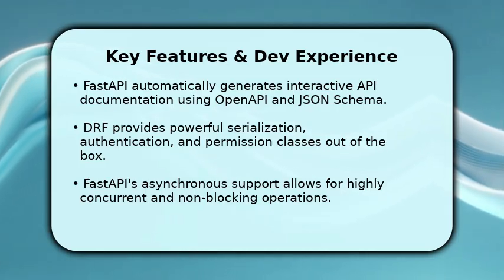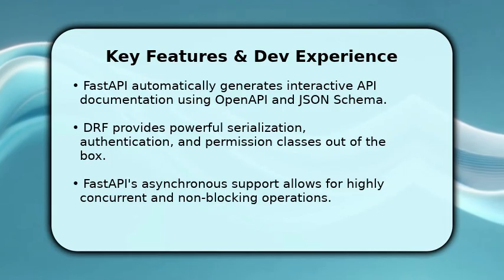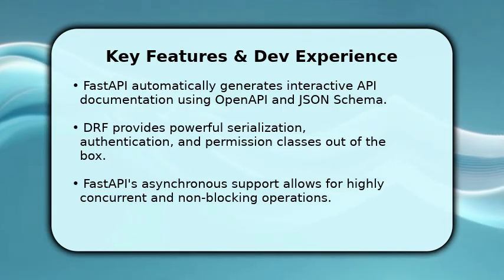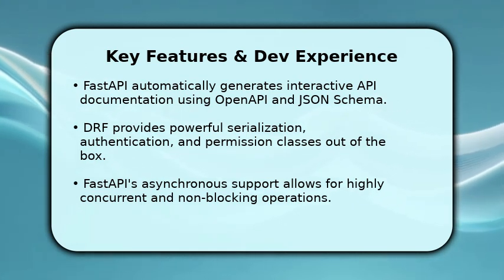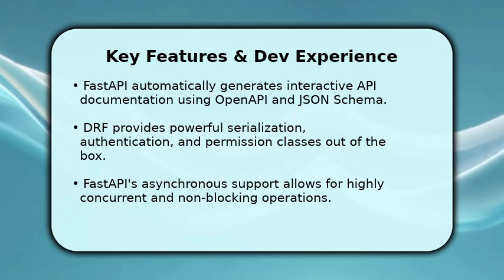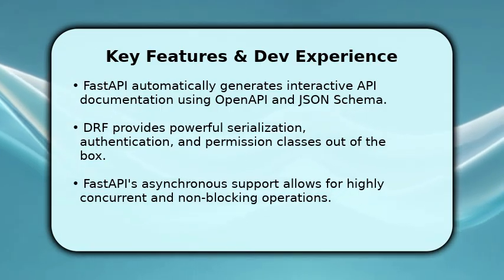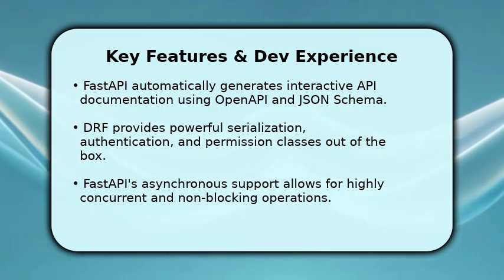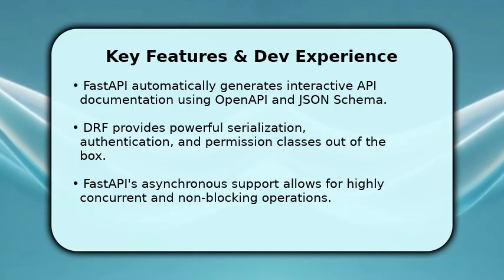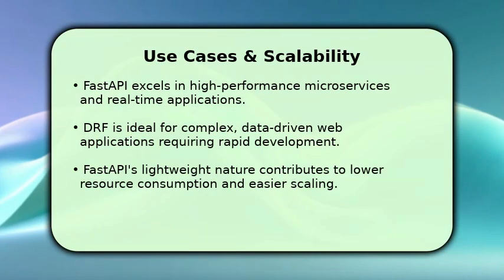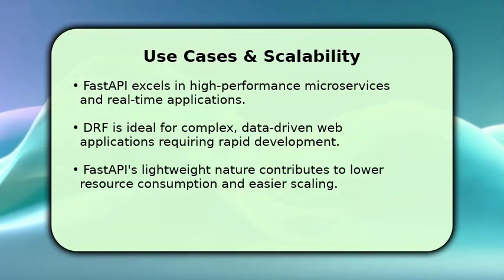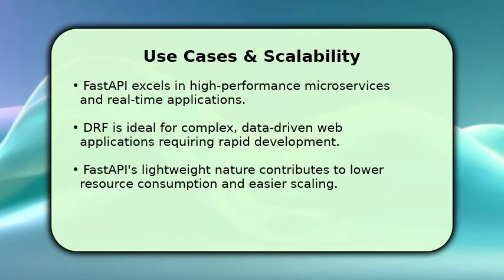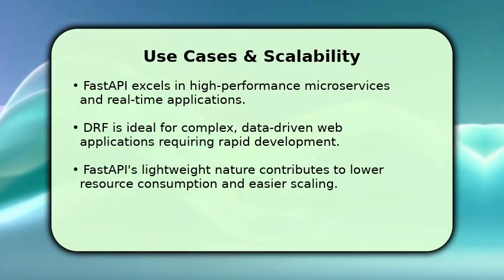Django REST Framework provides a rich set of built-in features, including robust serialization, authentication, and permission systems. FastAPI also offers excellent asynchronous support, enabling highly concurrent applications, while DRF leverages Django's vast and mature ecosystem for comprehensive solutions.